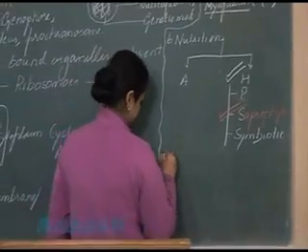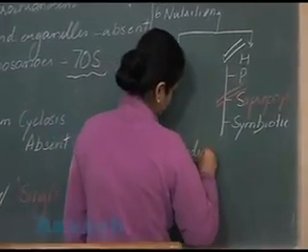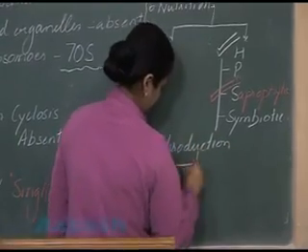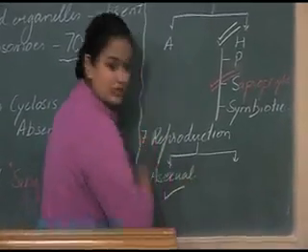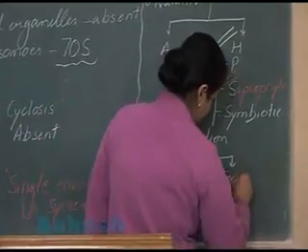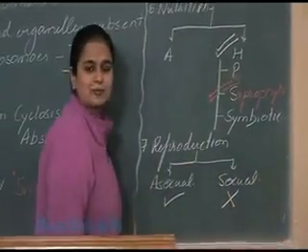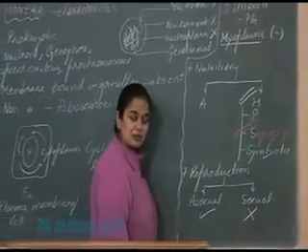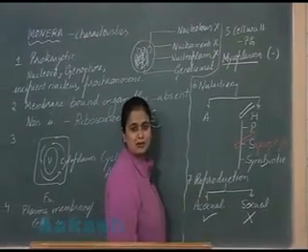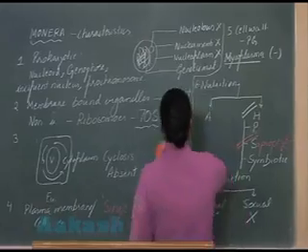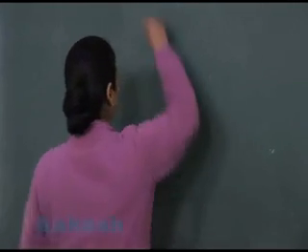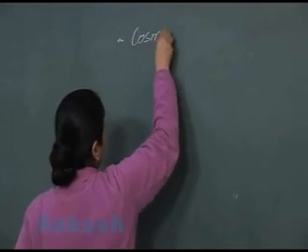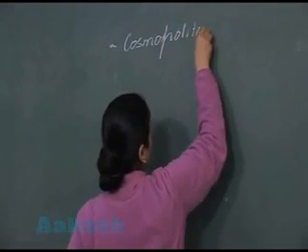Now after this, the next one is reproduction. Reproduction through asexual means is present, but the true sexual type of reproduction in bacteria is absent. Now the bacteria are present almost everywhere, in every type of habitat, so you can say they are cosmopolitan in nature.